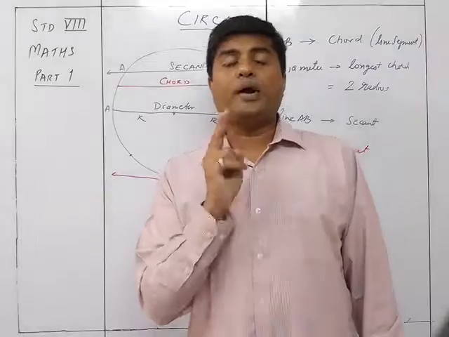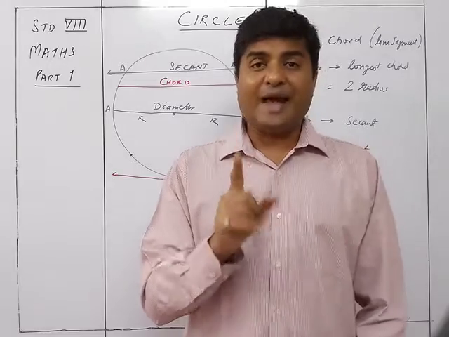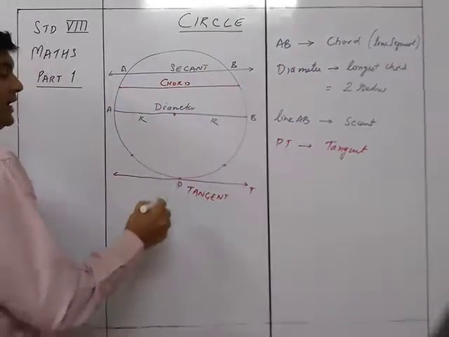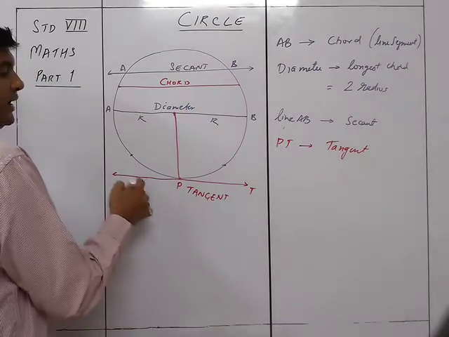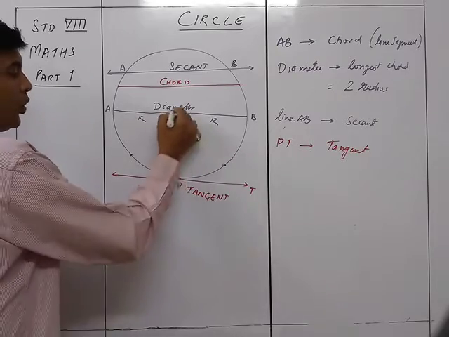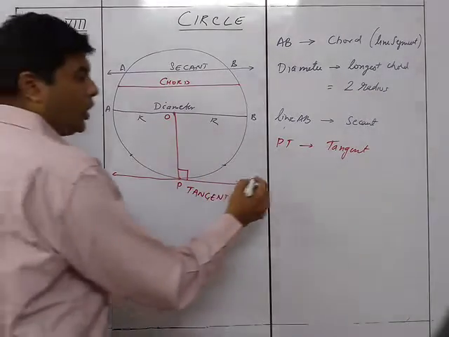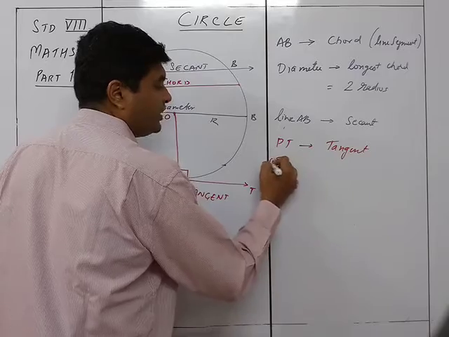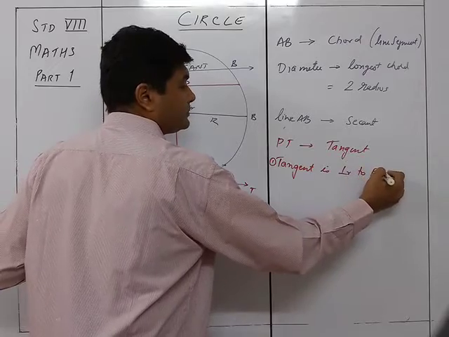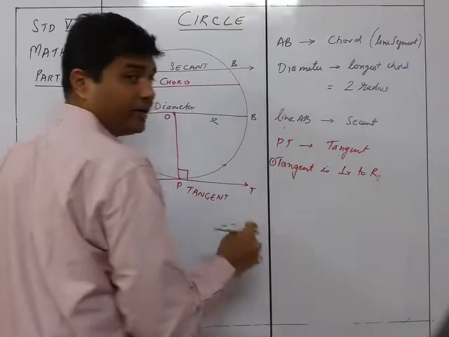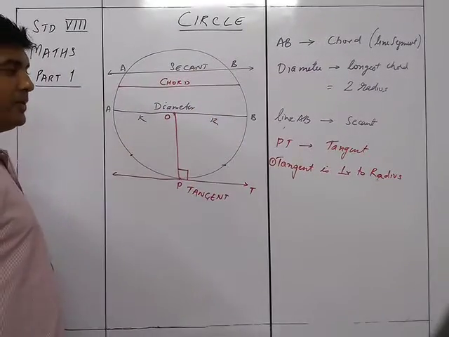Now there are two important properties of the tangent which you need to learn. There are two important properties which you need to learn about the tangents. The first property of the tangent is that if I draw a radius from here to here, if this is O, then OP will be perpendicular to PT. That means this is going to be 90 degrees. So first property is that the tangent is perpendicular to the radius, of course at the point of intersection. Okay, tangent is perpendicular to the radius.